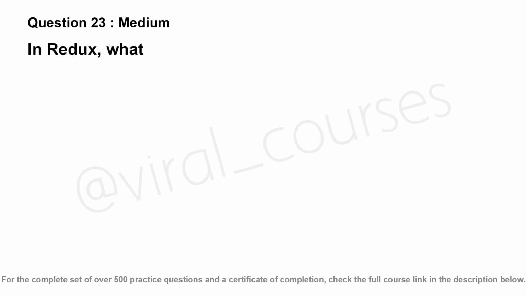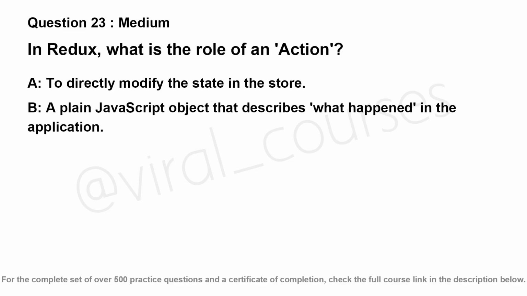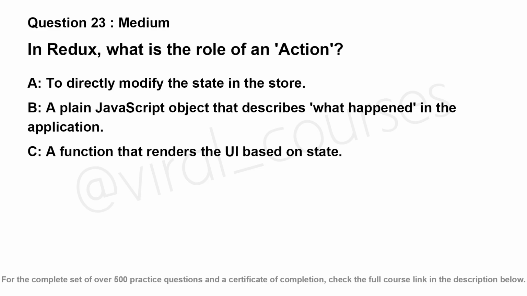In Redux, what is the role of an action? Option A. To directly modify the state in the store. Option B. A plain JavaScript object that describes what happened in the application. Option C. A function that renders the UI based on state. Option D. A middleware that logs errors.